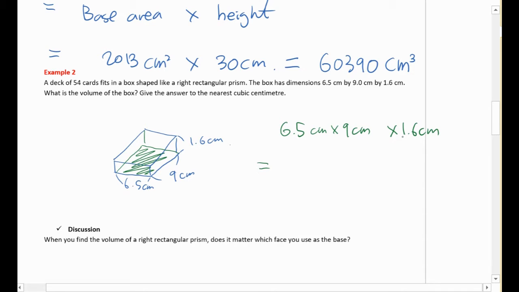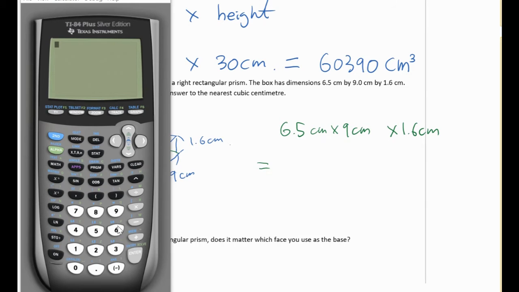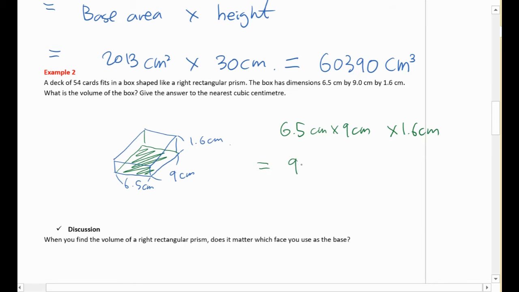So let's use your calculator to find the answer. 6.5 times 9 times 1.6 is 93.6. So 93.6 cubic centimeters, because you're multiplying centimeters three times, right? Okay, give the answer to the nearest cubic centimeter. So we're going to round it. The answer will be rounded up because you have 6, you round up. 94 cubic centimeters will be the answer.